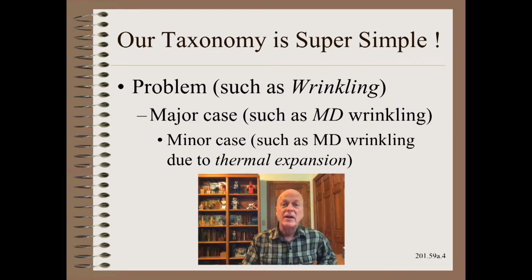Our goal is simply to be able to tell a jellyfish from a whale and a bat from a bird, so to speak. Our taxonomy is only 3 deep. The top category is the problem, the outcome that management or the customer might complain about, such as the web is not dead flat, or wrinkled in common language. The next is the major case, which has common mechanics connecting all of the subcases. Finally, the minor or subcase, that is the root cause in common language.